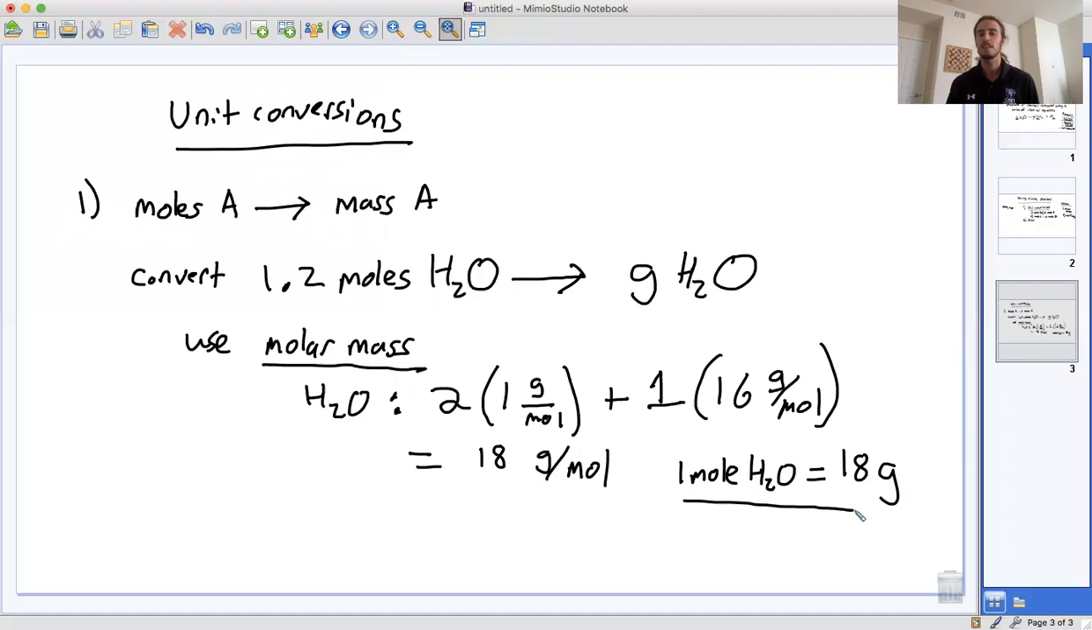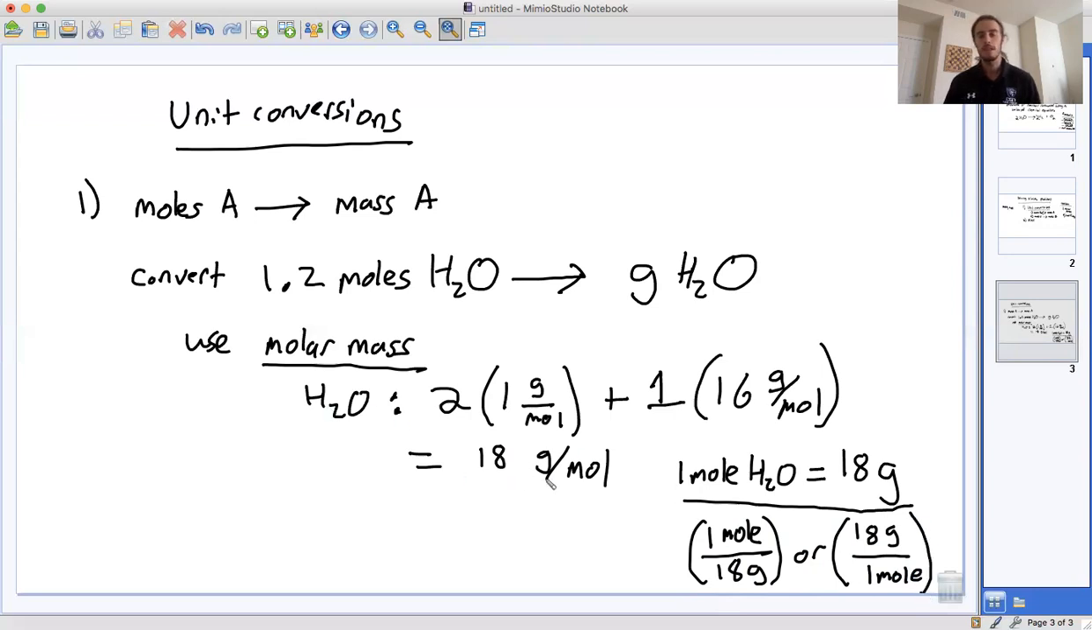So that's our key. That's our relationship. What we're going to do is set up a conversion factor. The molar mass is technically just a conversion factor, and we can write two conversion factors with it. We can write 1 mole over 18 grams, or we can write 18 grams divided by 1 mole.